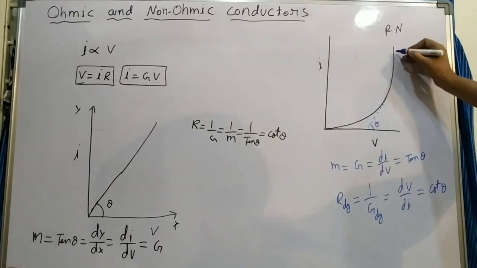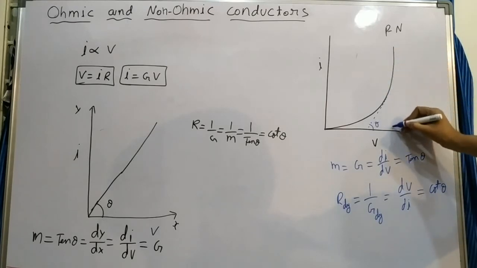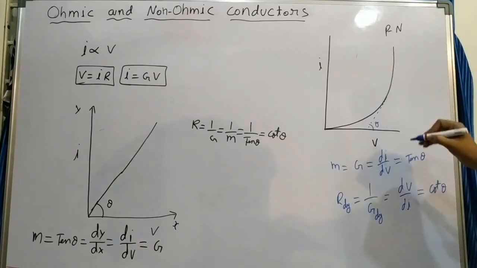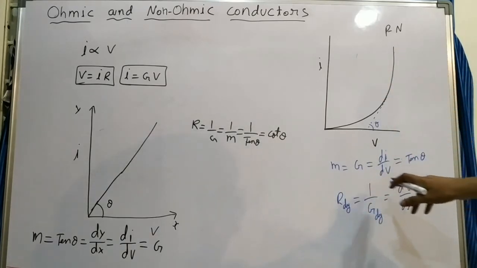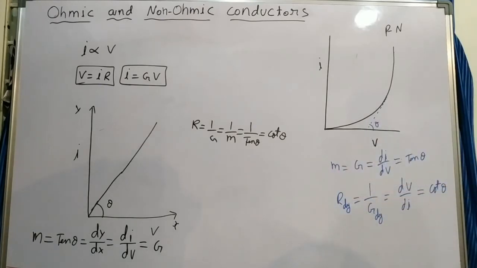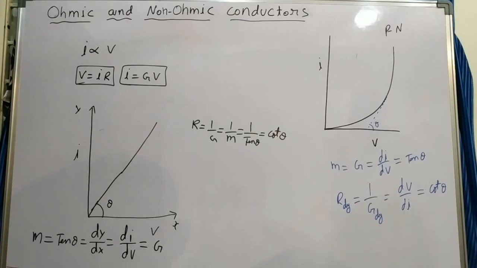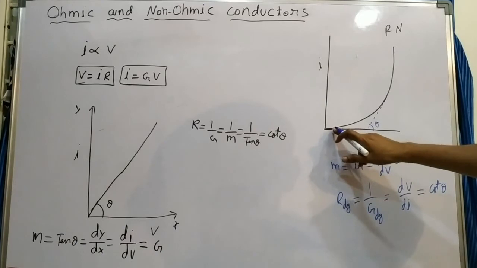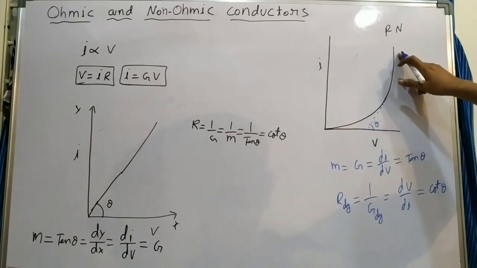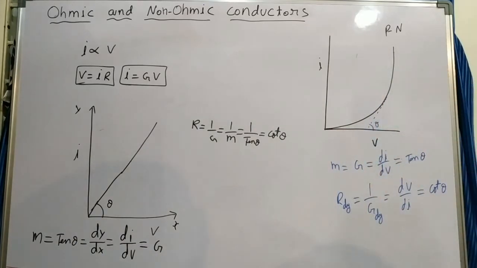Suppose at this particular point you get more slope. More slope means less resistance, so slope is inversely proportional to resistance. Here, less slope means more resistance. That is the reason initially the diode has less current, meaning it behaves like an insulator. When the potential increases, it behaves like a good conductor. So here resistance is more and here resistance is less. This is one example of a non-ohmic conductor.